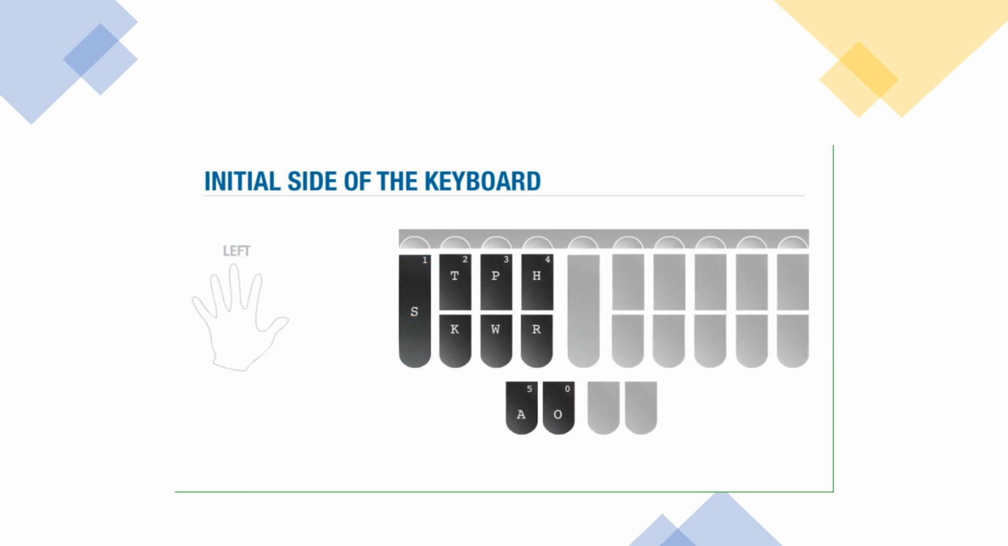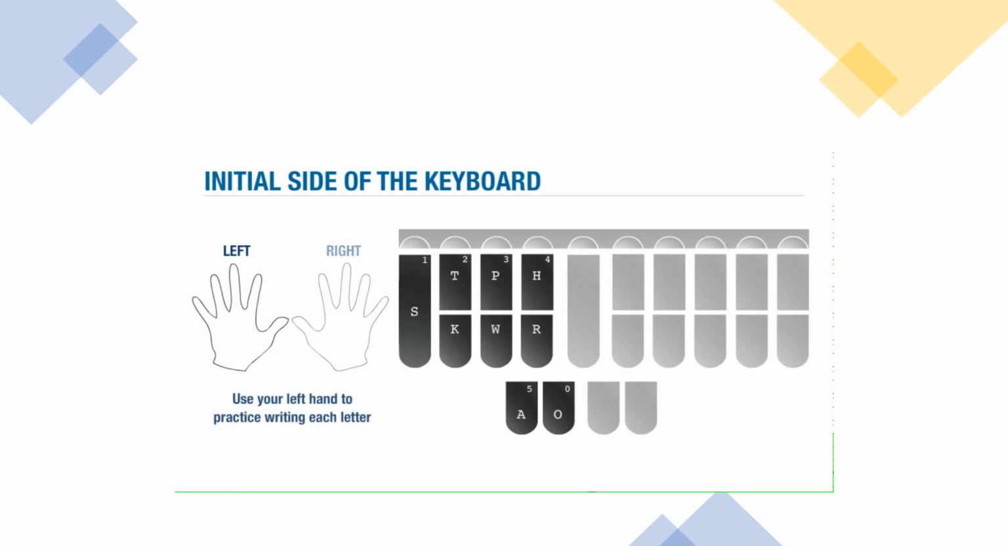Now, as you begin the next exercise, use your left hand to practice writing each letter, one at a time, on the initial side of the keyboard only. Be sure to practice the exercise until you can write each of the letters without hesitation. If you have trouble locating a letter, look at a stenotype keyboard chart. Do not look at the keyboard itself. You want to learn to locate the keys by touch, not by sight.